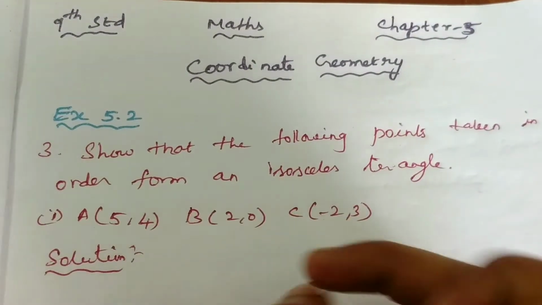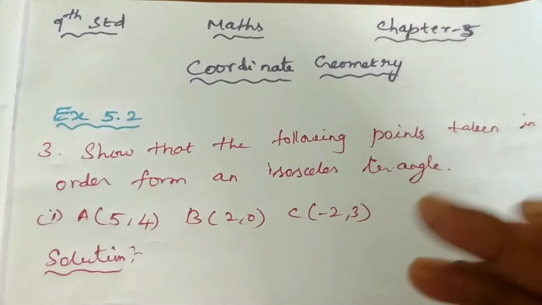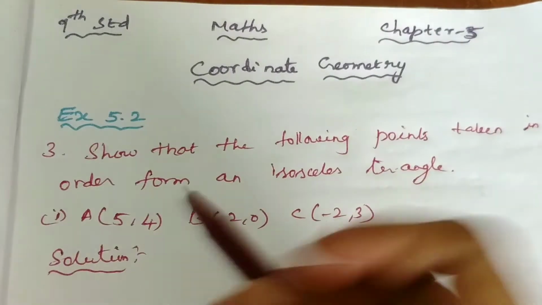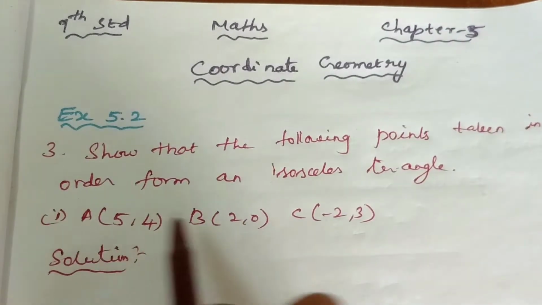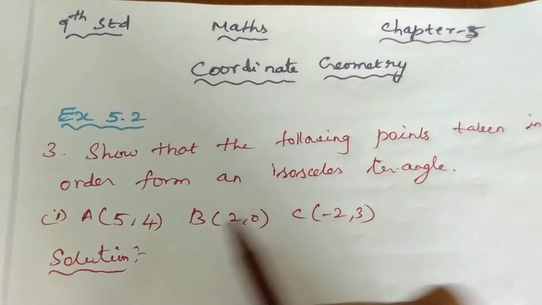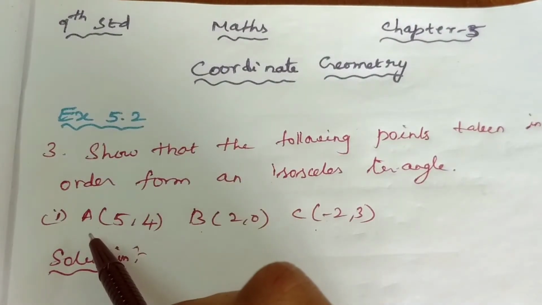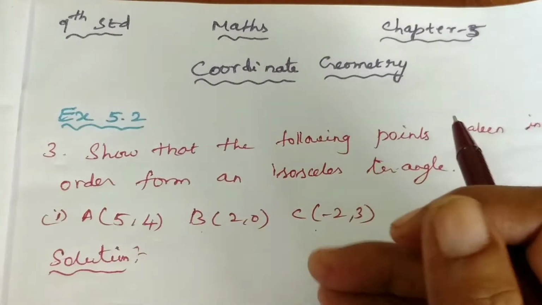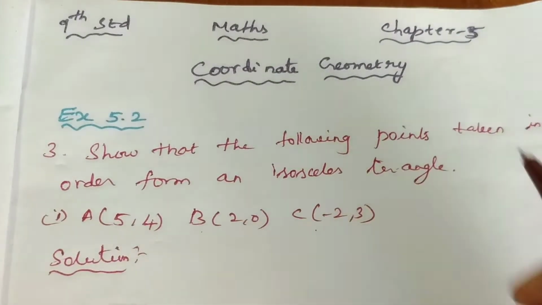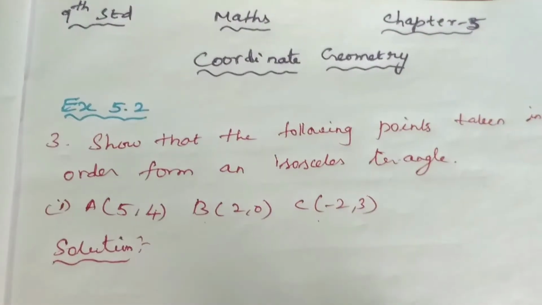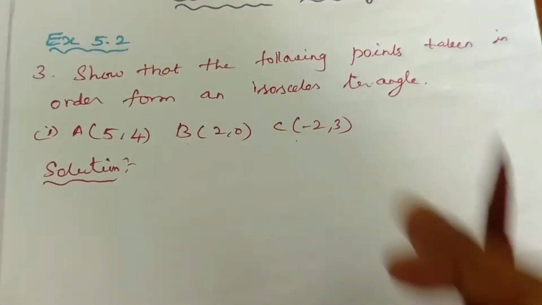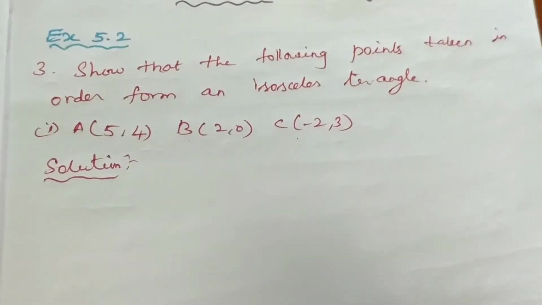So now we are going to find out the distance between each and every pair of the points. We have to find the distance between A and B, then the distance between B and C, and then the distance between C and A. We have to check that any two distances are equal and the third distance is different. That is our aim, to prove these 3 points form an isosceles triangle.